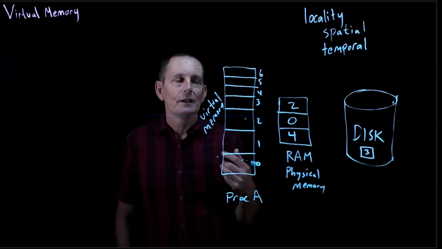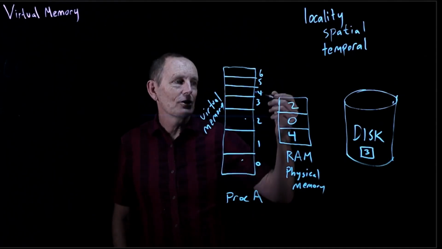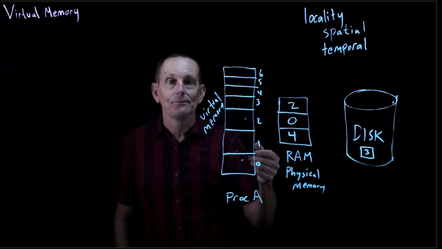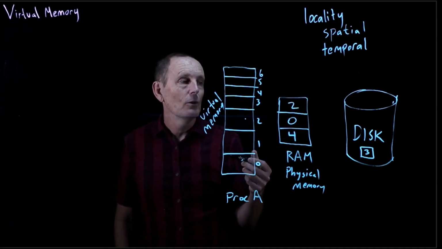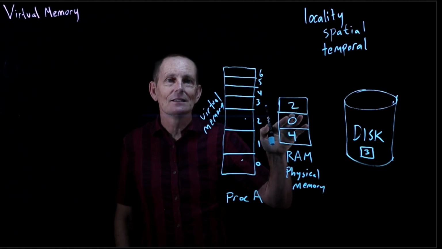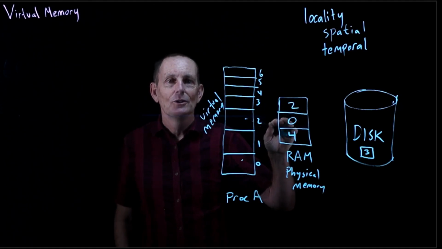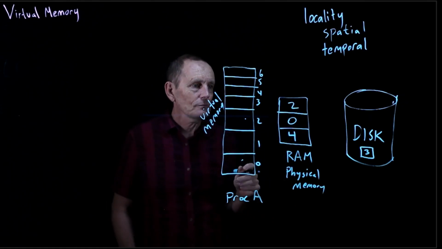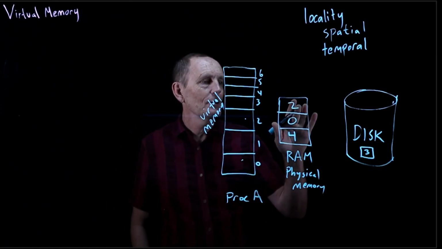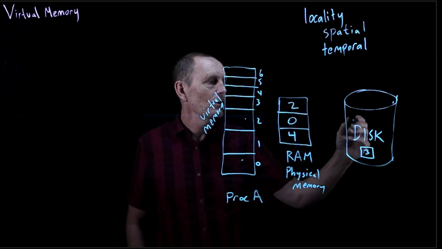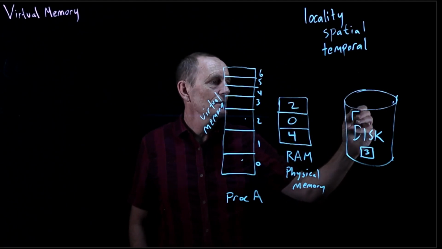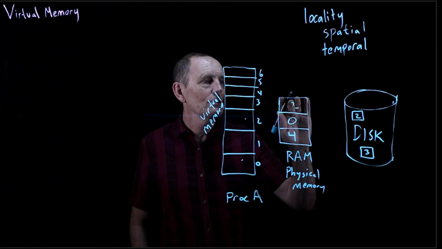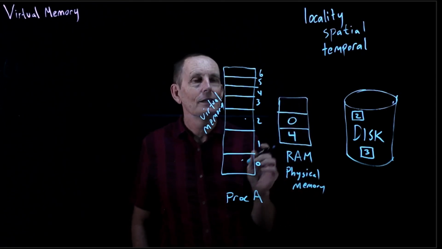So we move along, and now we try to access something in page 3 again. What do we do? Well, we've got to find some candidate to free here in our physical memory. Let's say we decide to get rid of page 2. So we'll write page 2 to disk. That gives us a free page, and now we can use page 3.